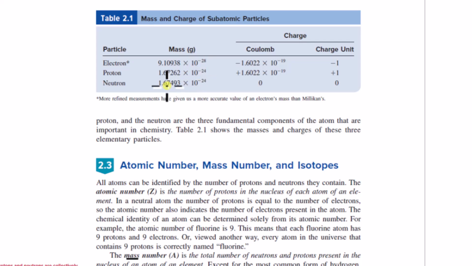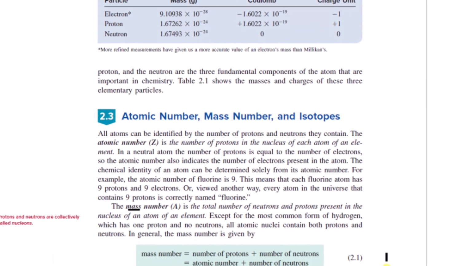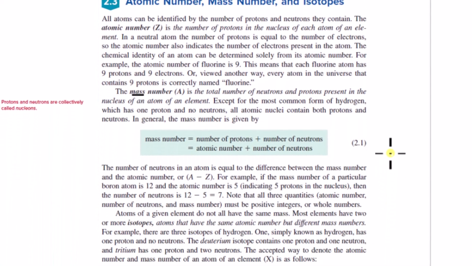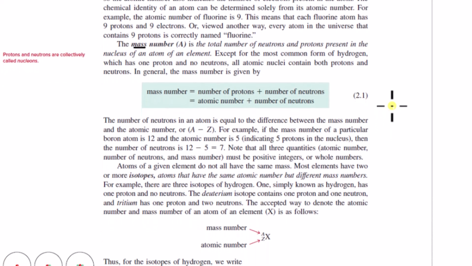1.67262 times 10 to the minus 24, 1.67493 times 10 to the minus 24. Okay, but the electron weighs about 2,000 times less than the proton and the neutron. So what that means is that if you're going to calculate the mass of an atom, and you start by adding the masses of the protons and the neutrons, then you want to say, okay, I want to factor in the mass of the electrons as well.